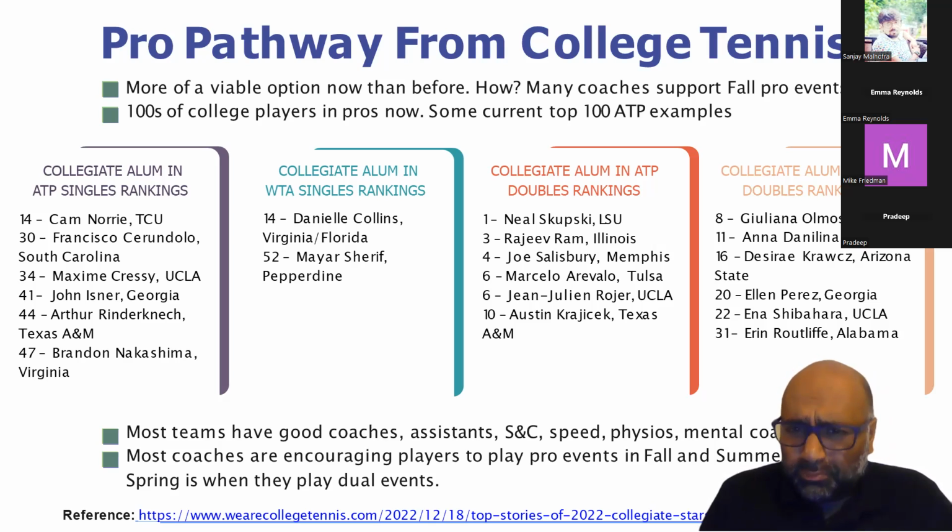The girl from Brazil that won the Australian Open is a former college athlete. Olnos, Danilina, Ellen Perez: a slew of them making a very, very good living playing, who are former college players. And obviously we're only looking at the top 50, top 100 players here. If you look a little bit further down, there's a ton of them nowadays.